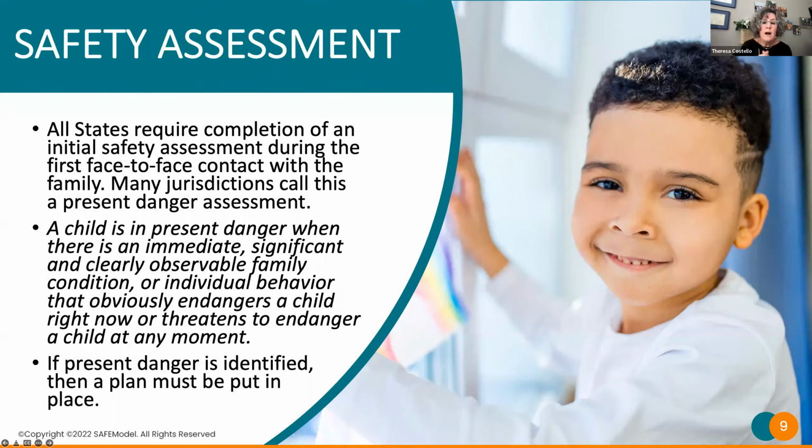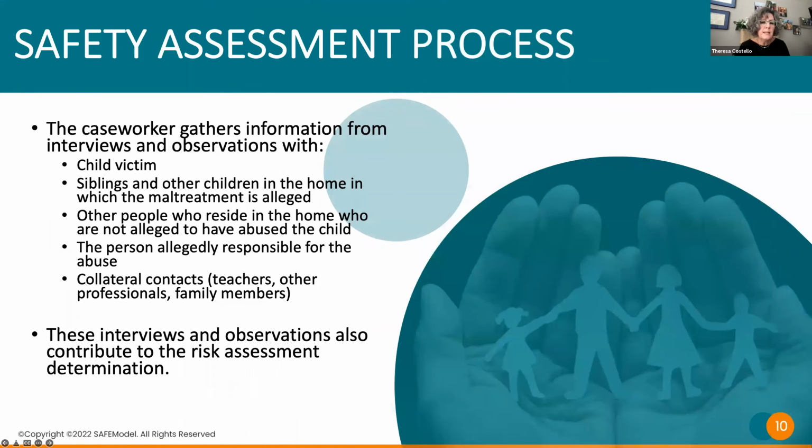And if present danger is identified, obviously we have to put a plan in place. We have to take action. Some of the kinds of things we see when we're talking about present danger, we might have a situation where we have an unexplained serious injury to a child. We might have an injury to the face or the head, some kind of life-threatening living condition, those kinds of things. Again, if you think about that idea of the threshold we talked about earlier, there are things that rise up and require immediate action. That's the first step in the life of a case, what we call the assessment of present danger.